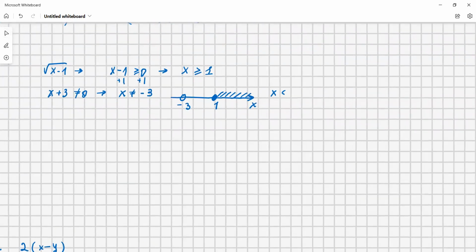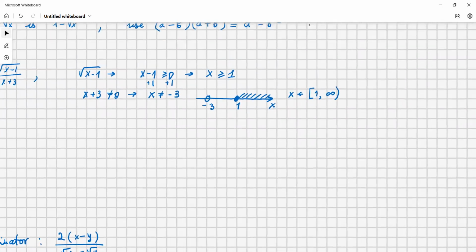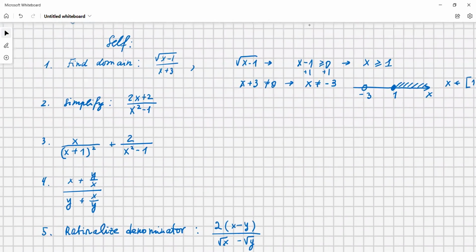X belongs to the interval square bracket because we are including 1 to infinity. So that's the answer to our first question. This point is not participating just because it does not belong to the numerator.